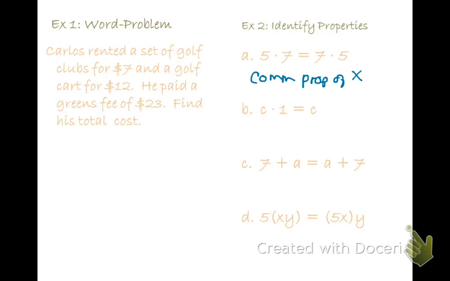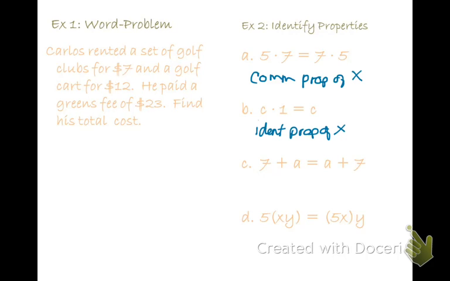All right, B, I have a number C. Okay, C is representing a number. C times 1 equals C. So which one has it where you multiply by 1? That's the identity property of multiplication.